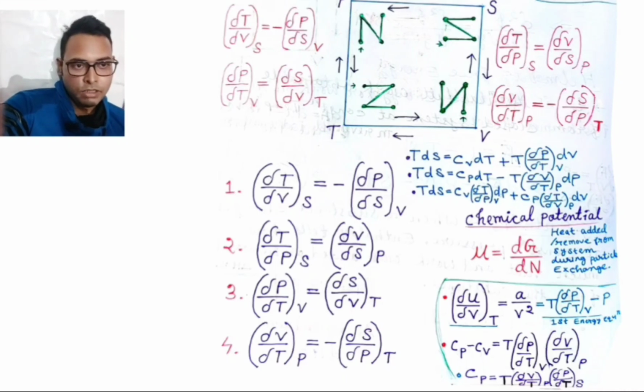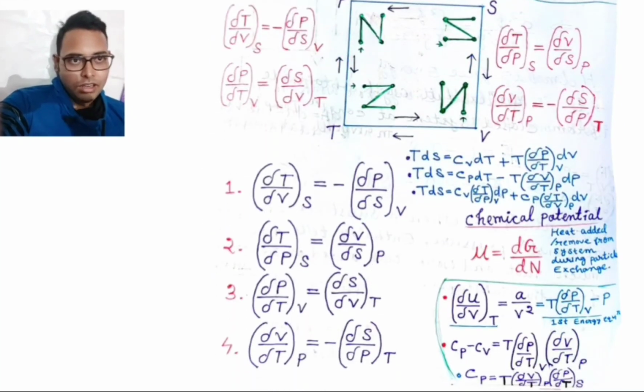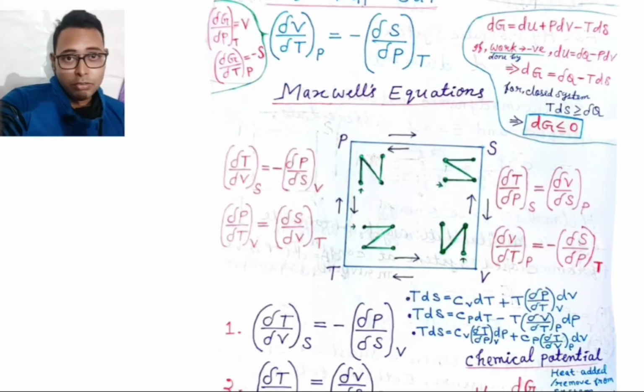Okay, these are also some very important equations in thermodynamics. Cp minus Cv is equal to T times dP by dT at constant V times dV by dT at constant P. Okay, this is very important and interesting to remember, and don't forget to write and practice these Maxwell's equations from this diagrammatic approach. And this is going to be very beneficial and very interesting for all of you guys.